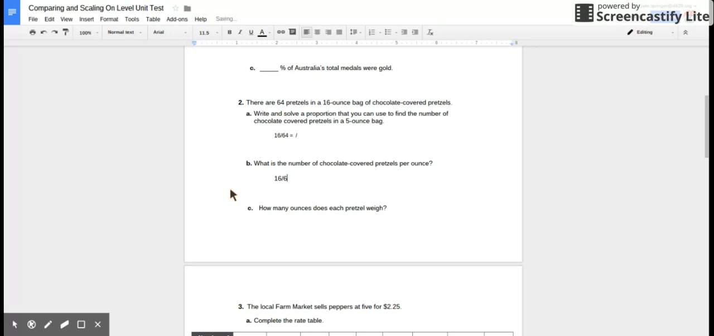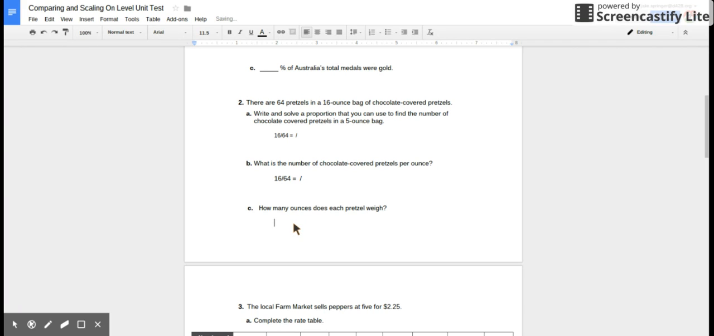ounces over pretzels. And then when we set up the ratio on the other side, we have to determine where that 1 ounce is going to go. It's going to go on the same side as the ratio on the left of the proportion. And our pretzels are going to go on the same side as our ratio on the left. So after you plug in the correct numbers and variables, you can again solve in the same way as you did for A.